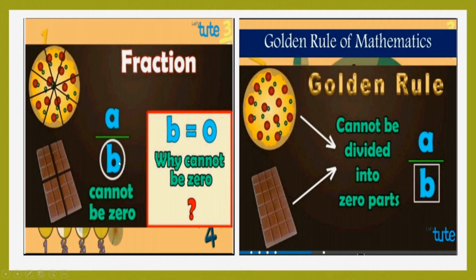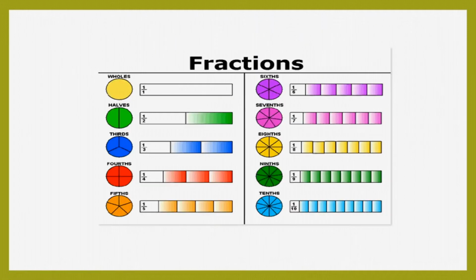Next, in a fraction, the denominator, that is b, should never be 0. Why? Because this full pizza and this chocolate cannot be divided into 0 parts. So b can never be 0. The denominator should never be 0. The full part is called the whole part.